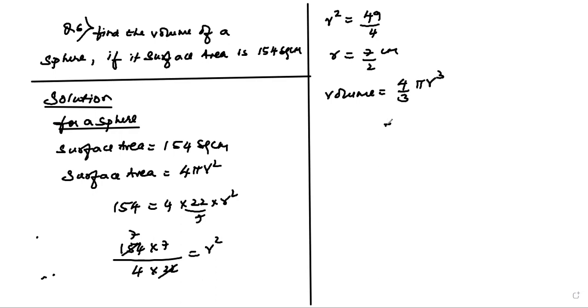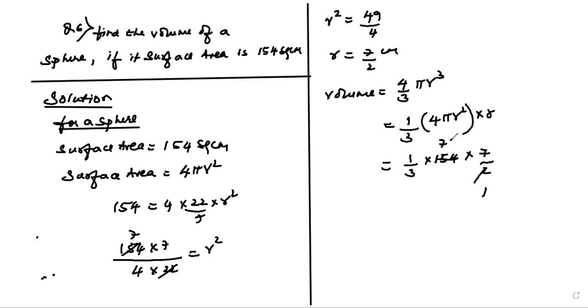But I have told you, children, whenever surface area is given, you take advantage of it. What I'll do is take 1 upon 3, and in the bracket 4 pi r square, and one more r. So what will happen? 1 upon 3 as it is, 4 pi r square. Please have a look at this. 4 pi r square is how much, children? 154. And what is the radius given to you? 7 upon 2. So 2 ones are 2, 7 sevens are 49, 4 539. The whole thing divided by 3.